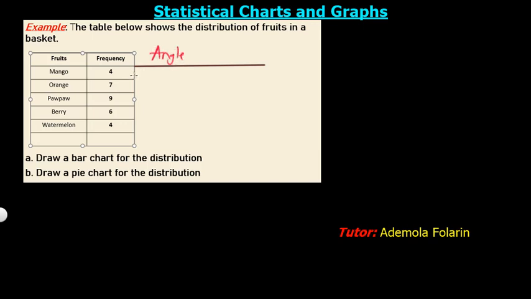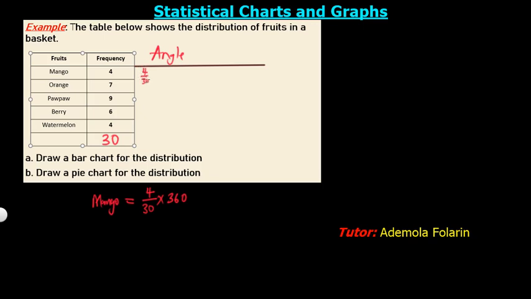How do we do the angle? To do the angle, remember, we have to add the total sum of the frequency. 4 plus 7 plus 9 plus 6 plus 4, and that gives us 30. 30 is the total frequency. So to get the angle for each is going to be each of the values. Let's say for mango, we want to determine the angle for mango. It is going to be 4, the frequency of mango, divided by the total frequency, which is 30, multiplied by 360. So that is how we do it.